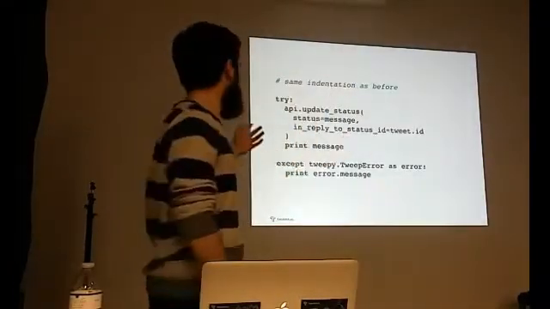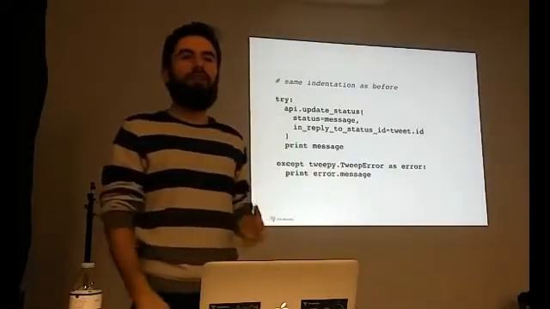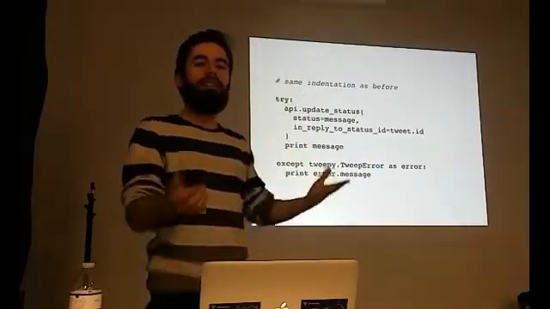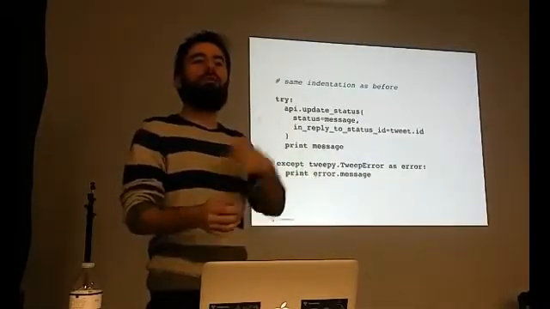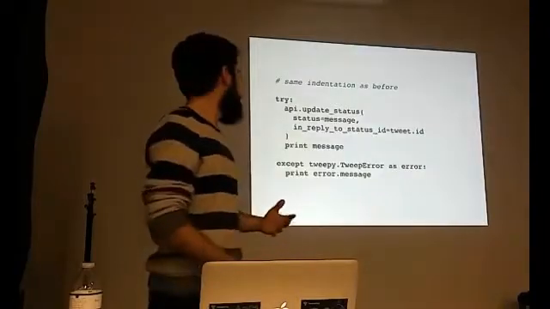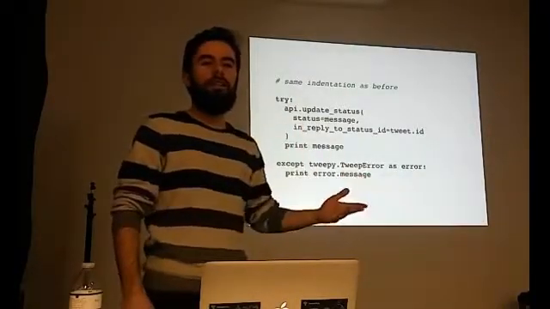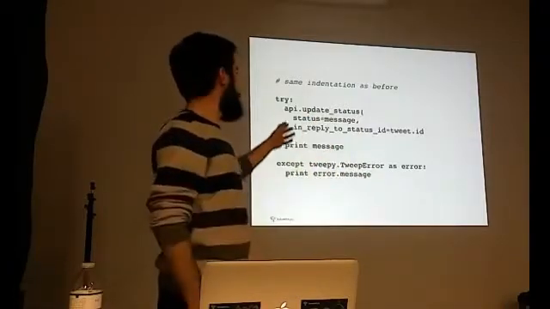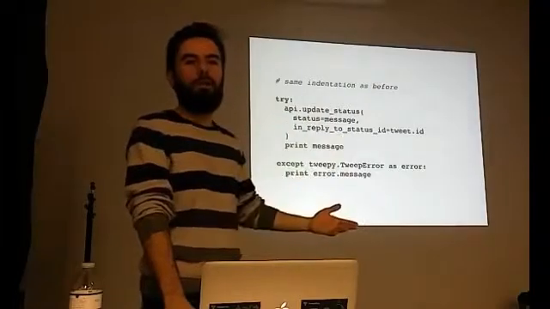Here we call the function update status that takes two parameters. First, the status parameter is the message that we're going to tweet, and then, as we were talking about, we want to reply to another tweet. So we say, tweet this message in reply to this tweet ID. We send it the message and then the tweet ID for the tweet we want to be replying to.